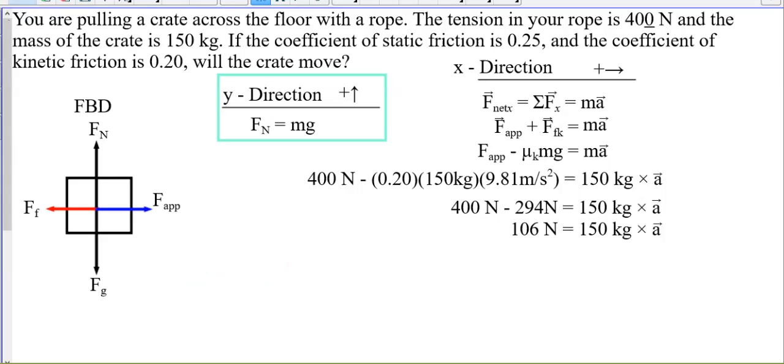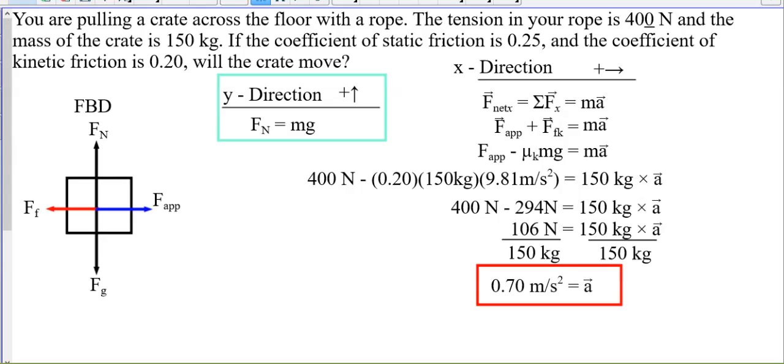So do a little bit of math. 400 minus 294 is 106 approximately, because again, this was not a perfect 294. I just rounded the number a little bit. Divide both sides by your actual mass, 150, and you should get an approximate acceleration to two significant figures of 0.70 meters per second squared. So that's just how you would do a problem like that.